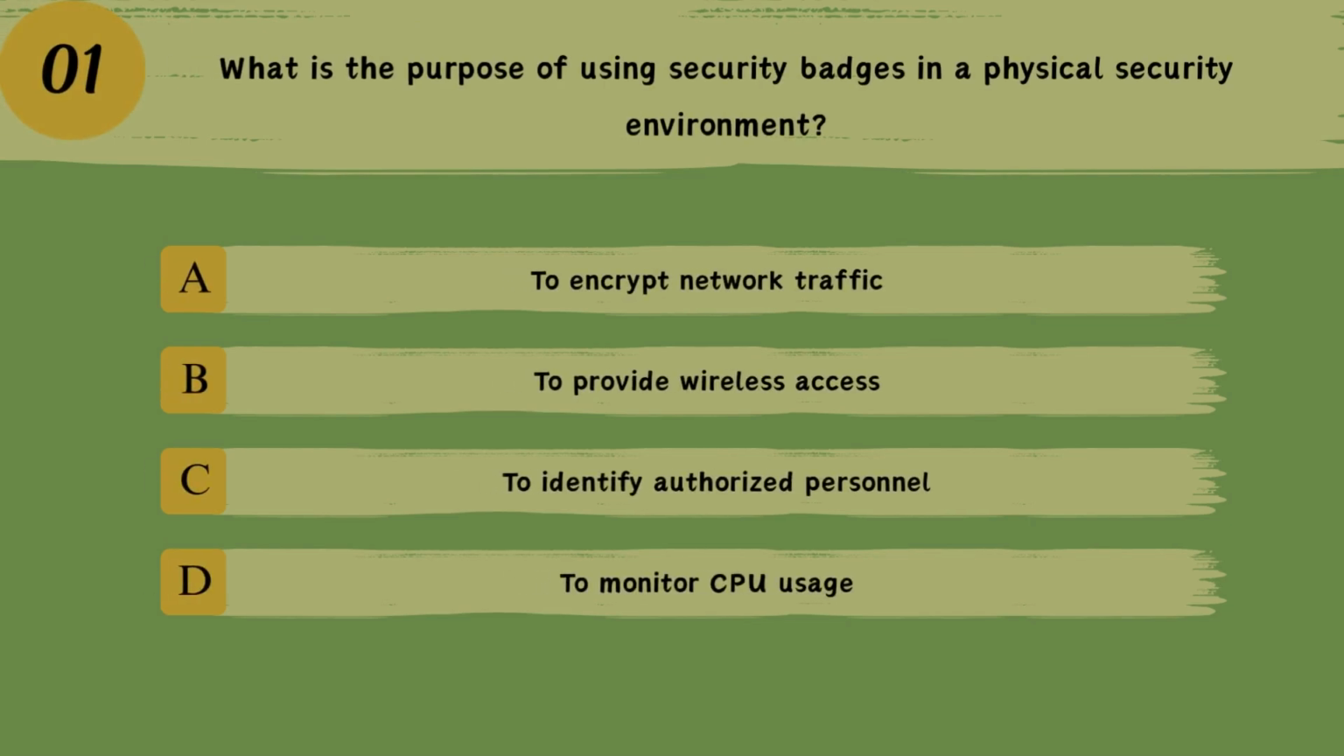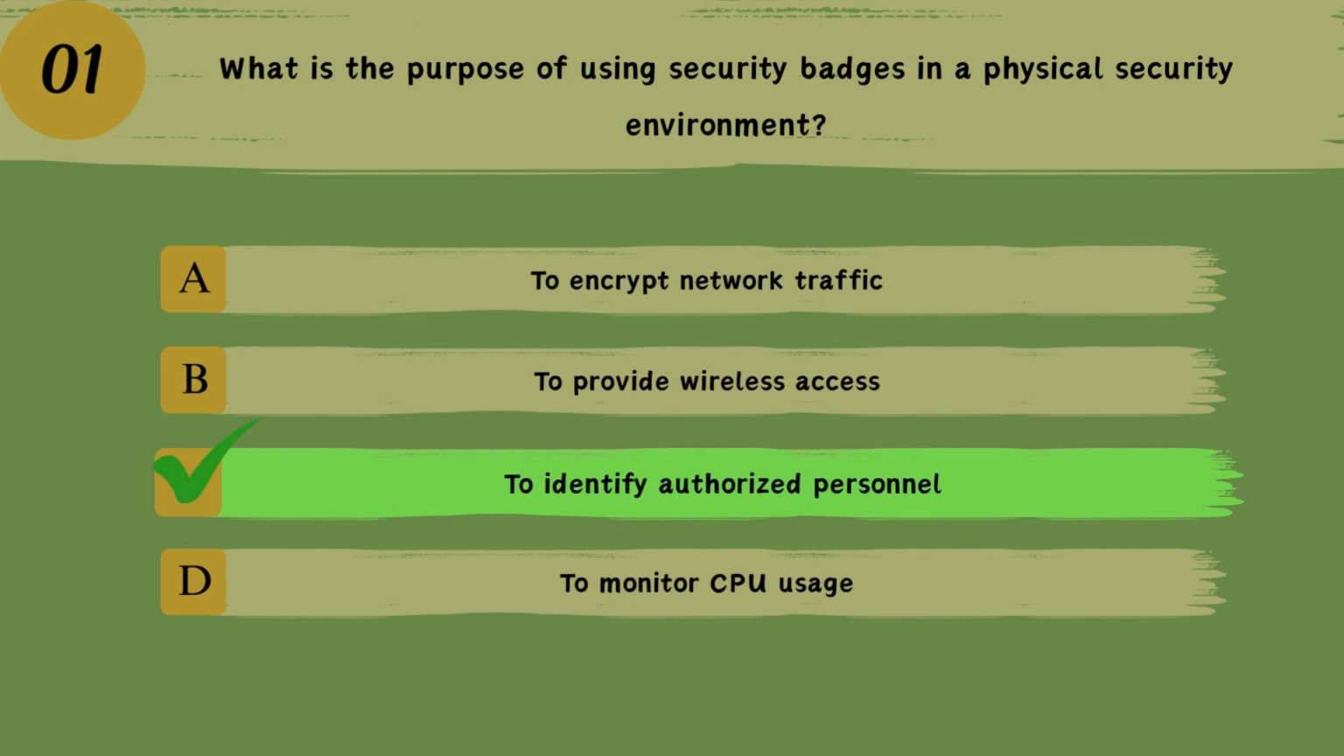Question 1. What is the purpose of using security badges in a physical security environment? A. To encrypt network traffic. B. To provide wireless access. C. To identify authorized personnel. D. To monitor CPU usage.